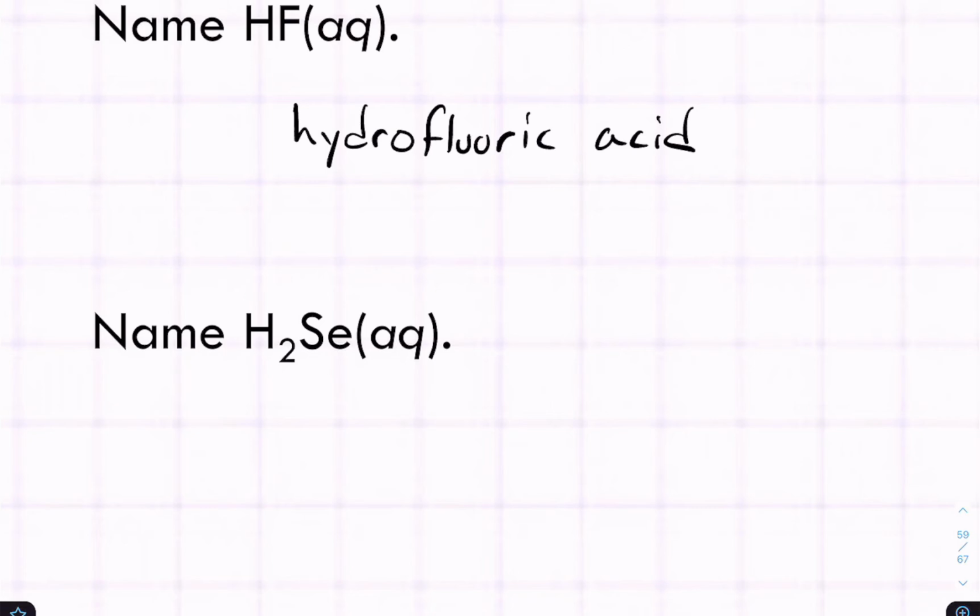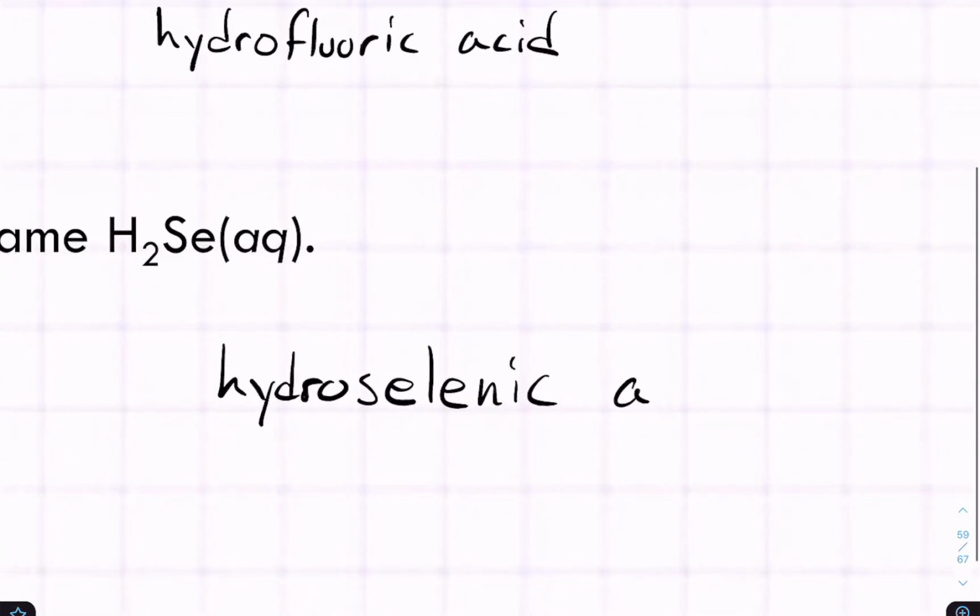Okay, another binary acid. And the binary acids all start the same. So what's the first part of this? Hydro. And then what's the base name of that nonmetal? Selenium. Well, selenium would be the base name. Selenate would be the oxyanion. You're right, though. It's selenium, and it's selenic acid.